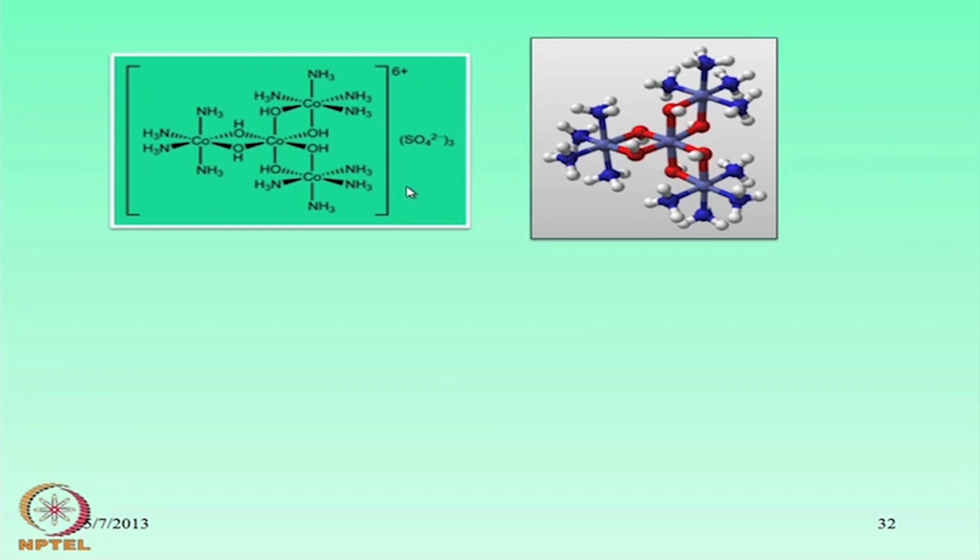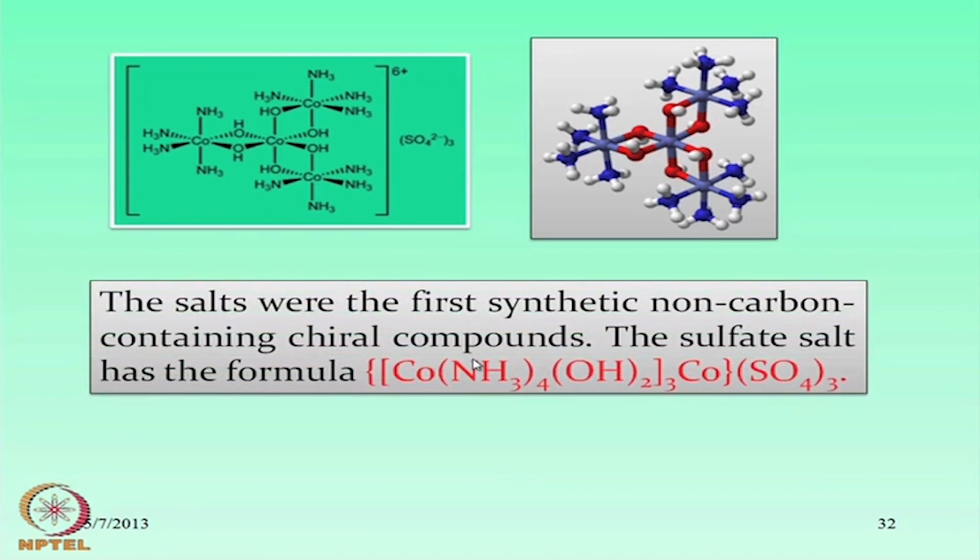That is why it gives rise to the corresponding optical activity for the molecules, and these salts were the first synthetic non-carbon-containing chiral compounds. The sulfate salt has this particular formula because it has a 6+ charge, so 3 sulfate units should be present, which can crystallize it as a unique tetranuclear compound, which is optically active and purely inorganic in nature because it has no organic ligand present in it.